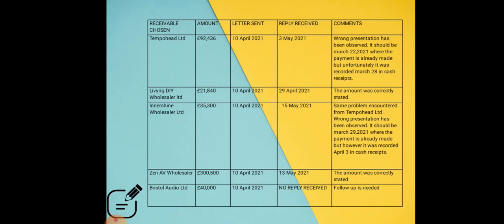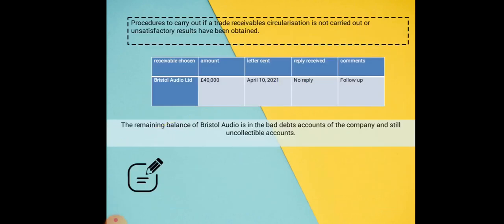Bristol Audio Limited, follow-up is needed. Procedures to carry out if a trade receivable circularization is not carried out or unsatisfactory results have been obtained. For Bristol Audio Limited, needs to follow up. The remaining balance of Bristol Audio is in the bad debts account of the company and still uncollectible accounts. Thank you and flying peace.